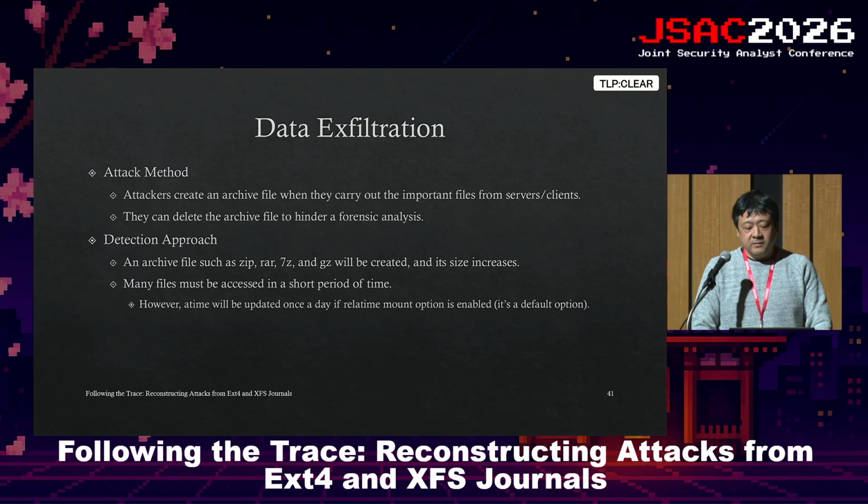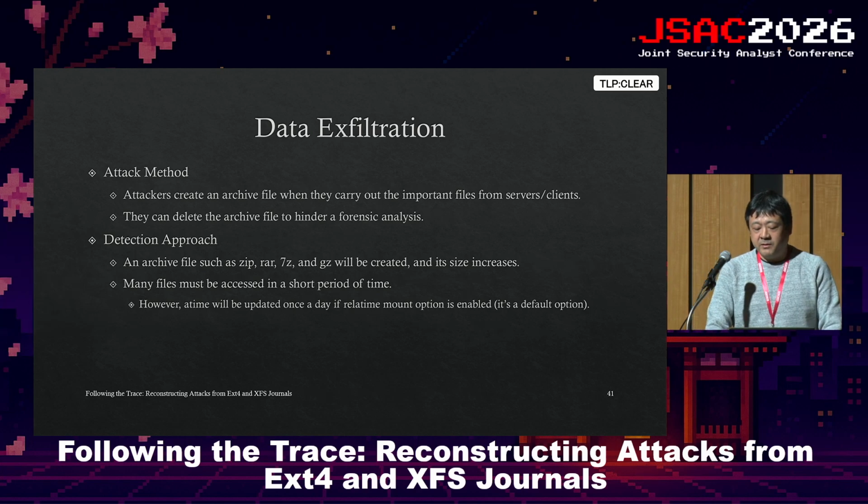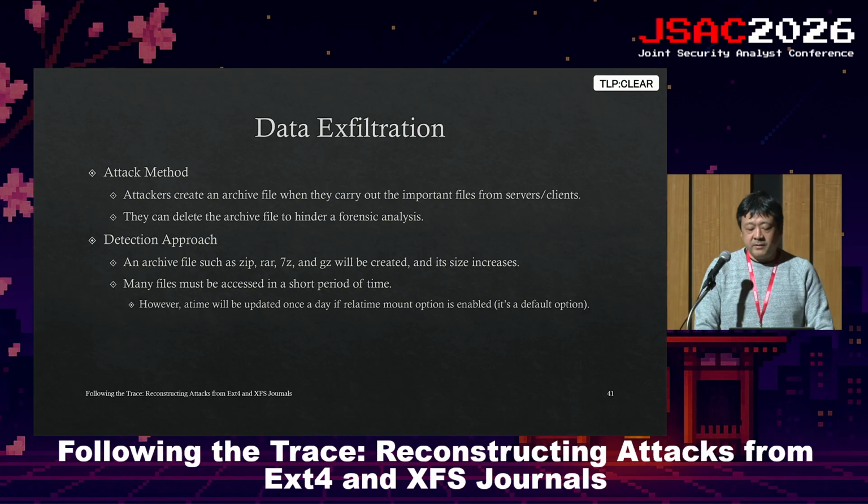Now, let's think of data exfiltration. Attackers may create an archive file when exfiltrating important files and data from the host. After copying them to the external host, they can delete the archive file to hinder forensic analysis. The detection approach would be to filter for events related to archive files with extensions zip and rar. When archive files are created, many files will be accessed and read. So, if you filter for any events where only a time is updated, you get the list of the files that are compromised. However, if the relatime mount option is enabled, a time will be updated only once a day.